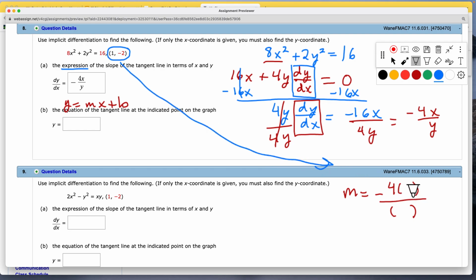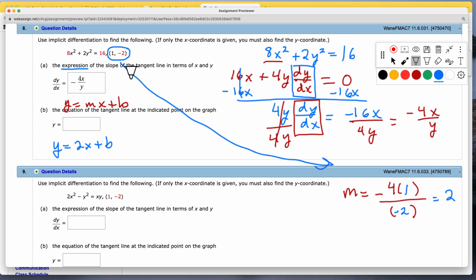X is 1, y is negative 2. Okay, they give us that. And so I'm going to get negative 4 over negative 2, which means that the slope is 2, right? Negative 4 divided by negative 2. So far so good? Okay. So I know part of my equation: it's going to be y equals 2x plus b. I now need to get what that b is.